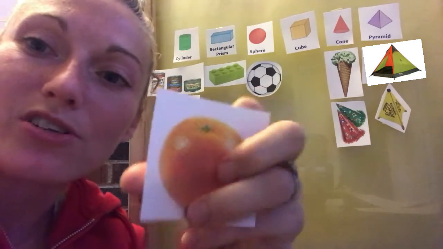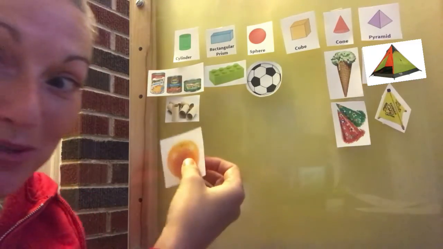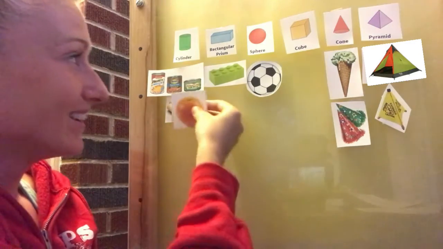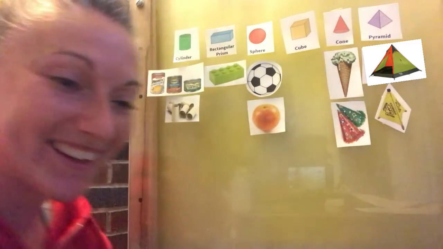Oh, an orange. An orange is round. Which one was round? Do you remember the name of that one? That one's hard. It's a sphere. Did you get that one?